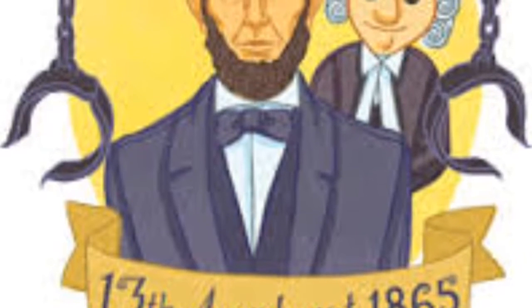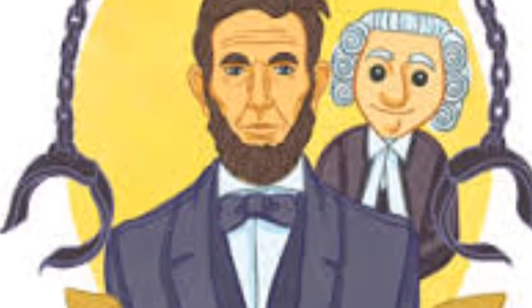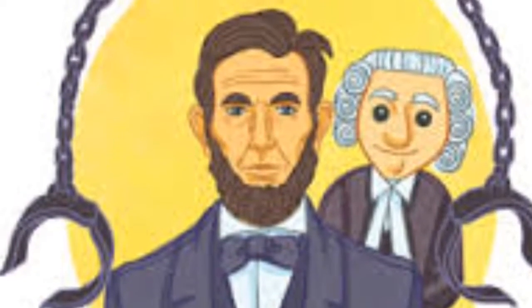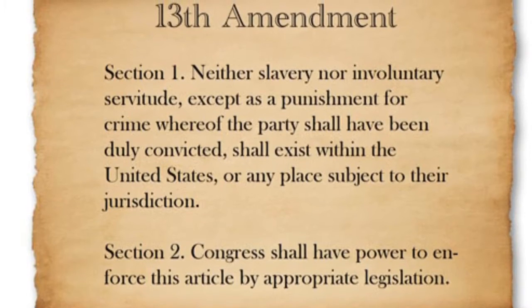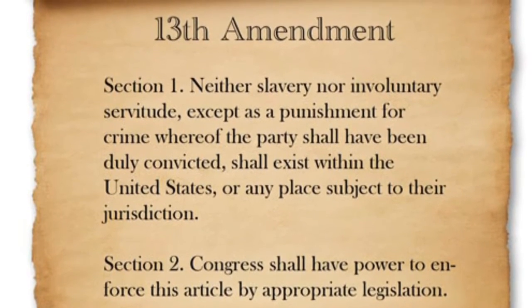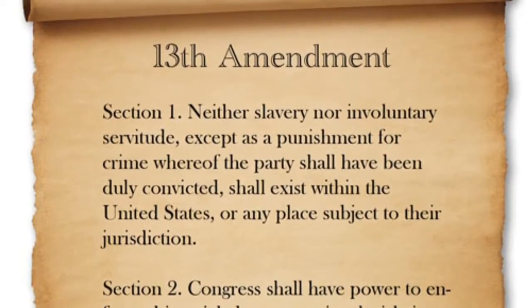Towards the end of the war, the 13th Amendment was passed by Congress on January 31st, 1865, and ratified on December 6, 1865. The 13th Amendment completely abolishes slavery throughout the nation. The cause of this amendment was that Lincoln began to see the wrong in slavery.